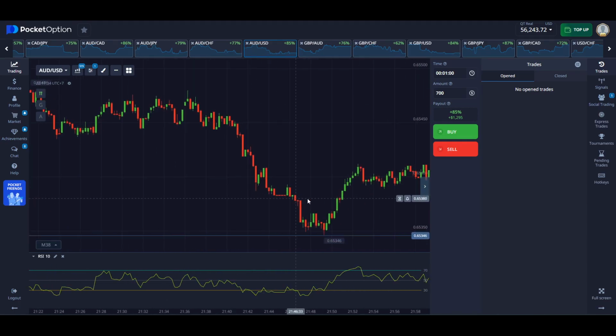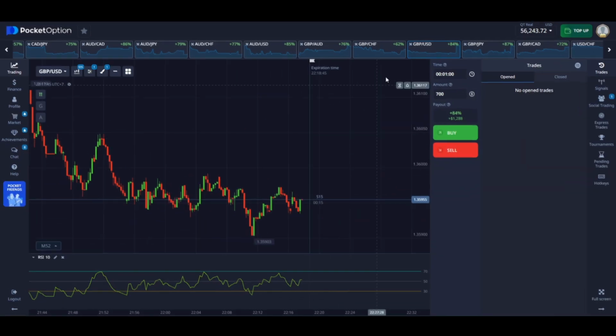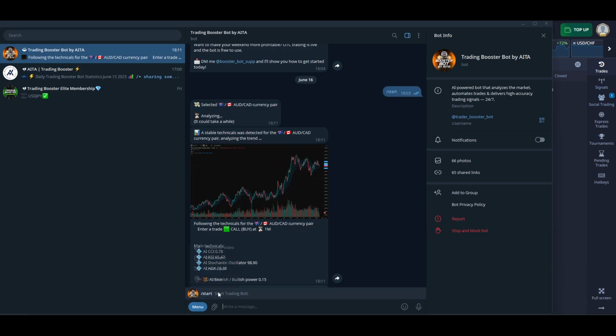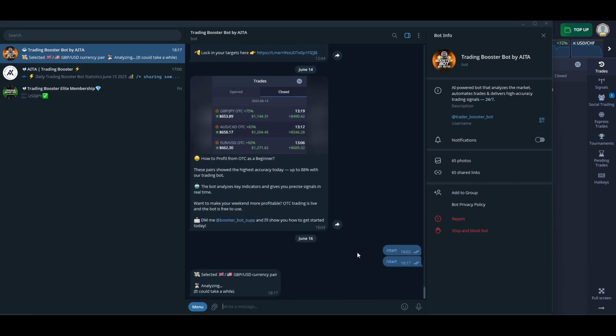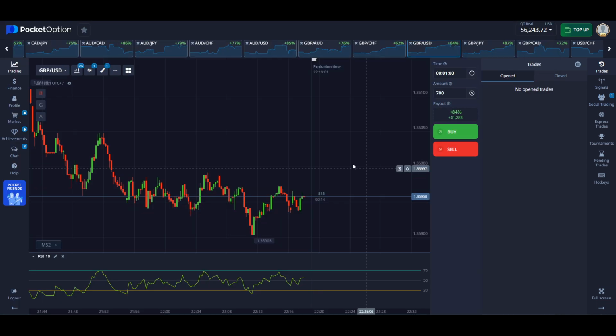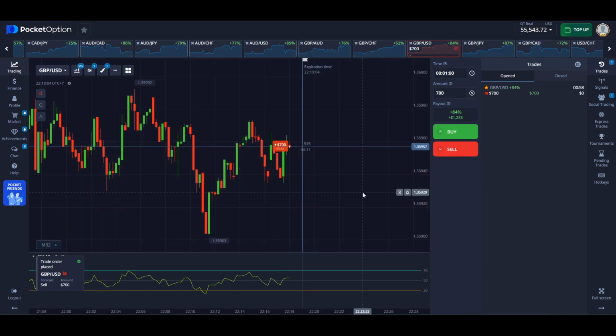Now, let's look at another practical example. The currency pair is British pound to US dollar. I'm selecting it in the booster bot. I choose the trade duration, 1 minute. And I get a sell signal. And right from here, I open my sell trade for 1 minute.